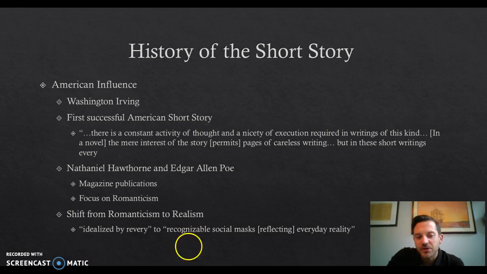And these are two little clickbait phrases that I think sum up Romanticism. Romanticism is idealized by reverie. It's idealized by thought and meditation, contemplation, artistry, aesthetics. It's an idealized version of all of those things relating to the human experience, with a strong focus on nature and emotion.